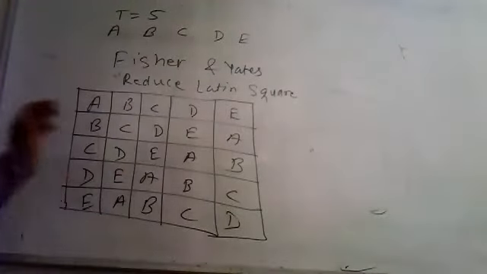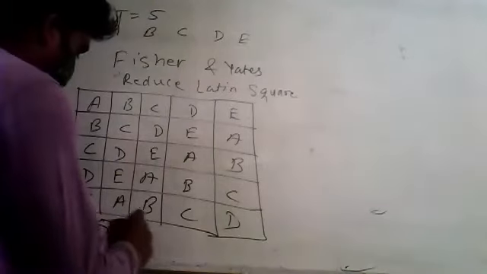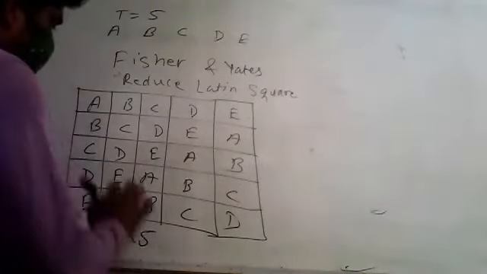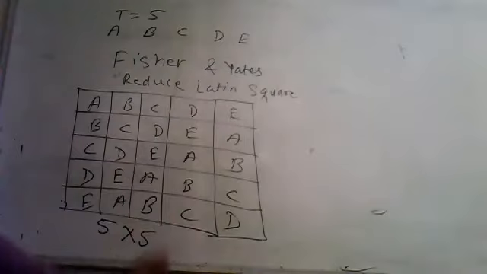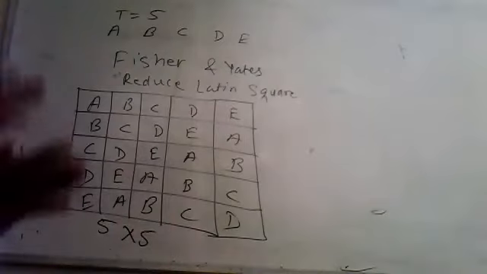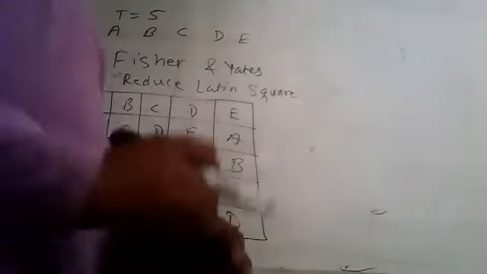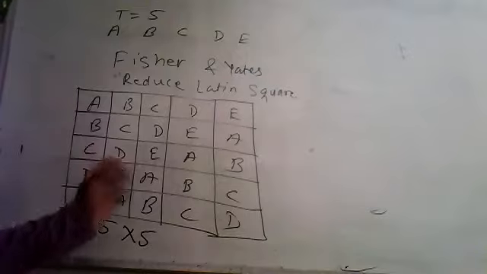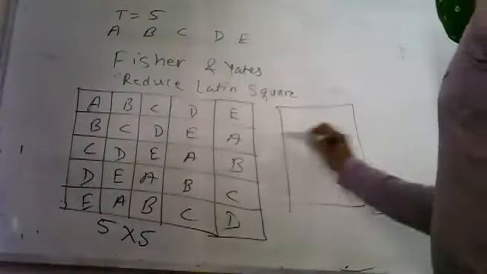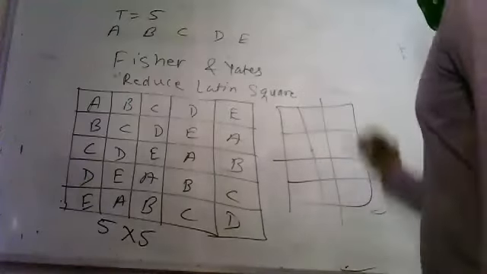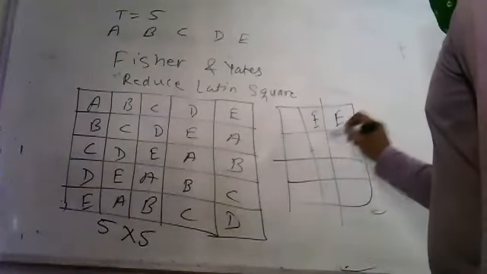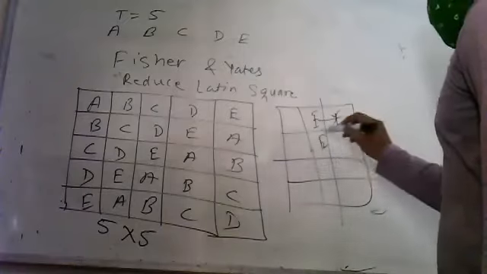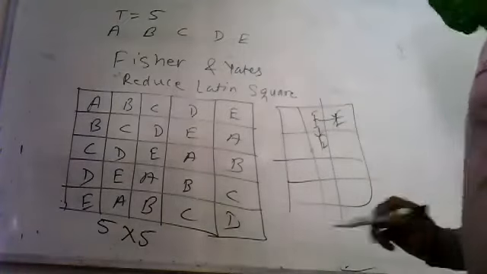This is the Latin square of 5 by 5. 5 rows, 5 columns. In Latin square design, each treatment occurs only once in each row and each column. We have seen that in CRD design, we have prepared like this. So treatment E is repeating in rows also, in columns also.